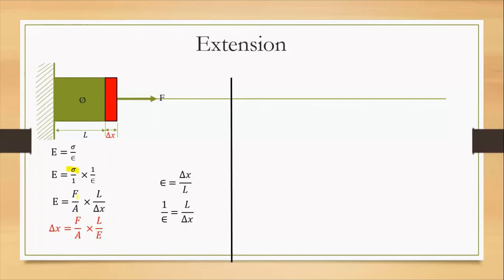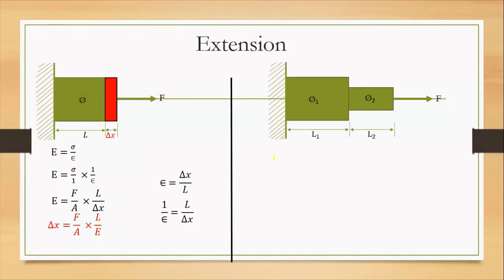So this is how we are going to calculate extension when you are given a force, the applied force. The area, you're going to find it from the given diameter. L is the original length. E is the Young's modulus. So that's how you're going to calculate it.